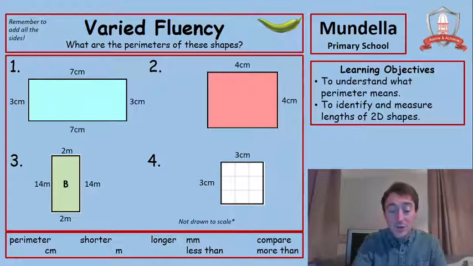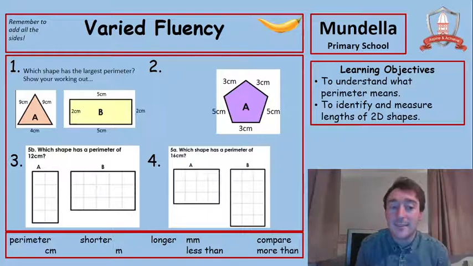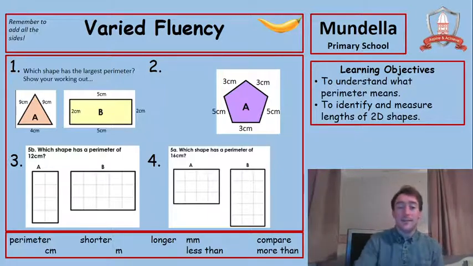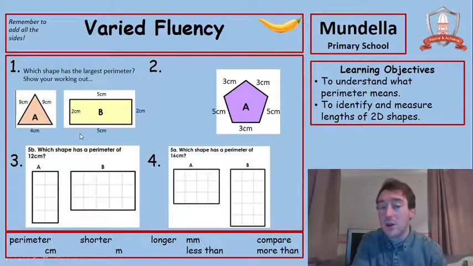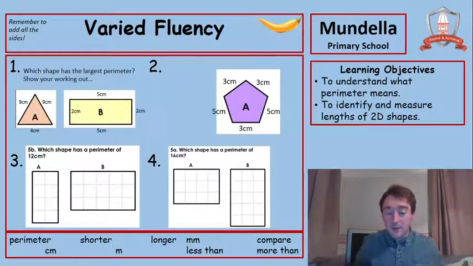3, 2, 1. Let's try the yellows. If you want to try these, look, this is slightly different. It says, which shape has the largest perimeter? So you'll have to work out both, and then you have to write if it's the triangle or the rectangle, for example. It's slightly different. So pause the video now, and then unpause when you're ready to check.